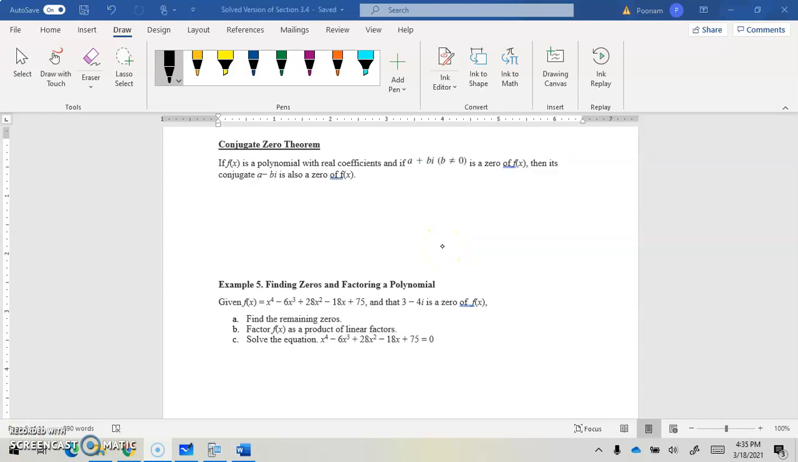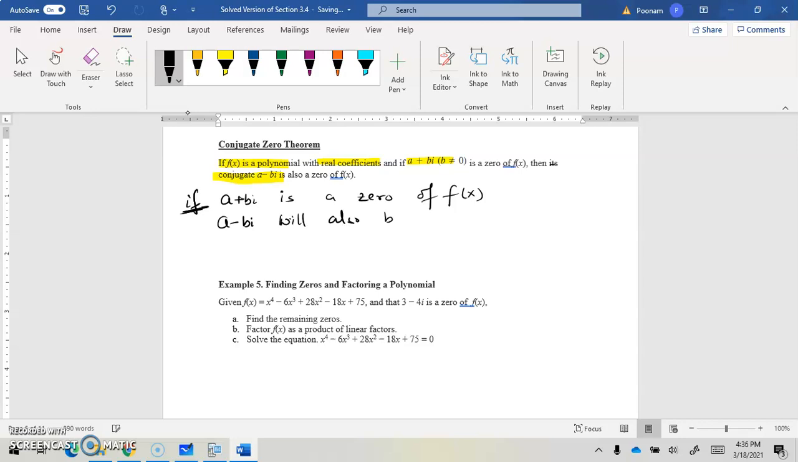Next, we have the conjugate zero theorem. What is the conjugate zero theorem? If f of x is a polynomial with real coefficients, and a plus b iota is a complex number that is a zero of f of x, then its conjugate, a minus b iota, will also be a zero. If a plus b iota is a zero of the function, then this will also be a zero of the function.